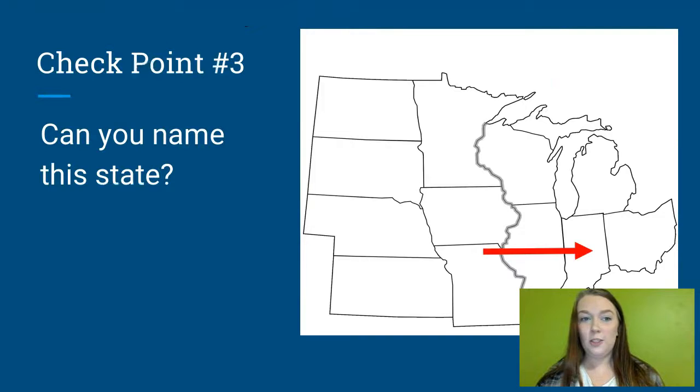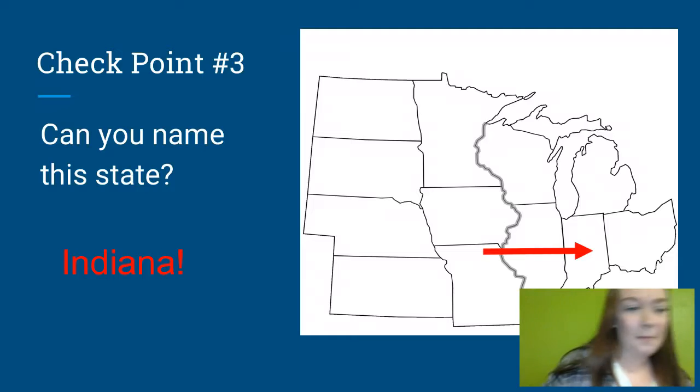And now we're on to our third checkpoint. Can you name this state? I'll give you a few seconds to think about it. If you guessed Indiana, you were correct. Good job! Next, Miss Ellie will be talking about the Great Lakes.